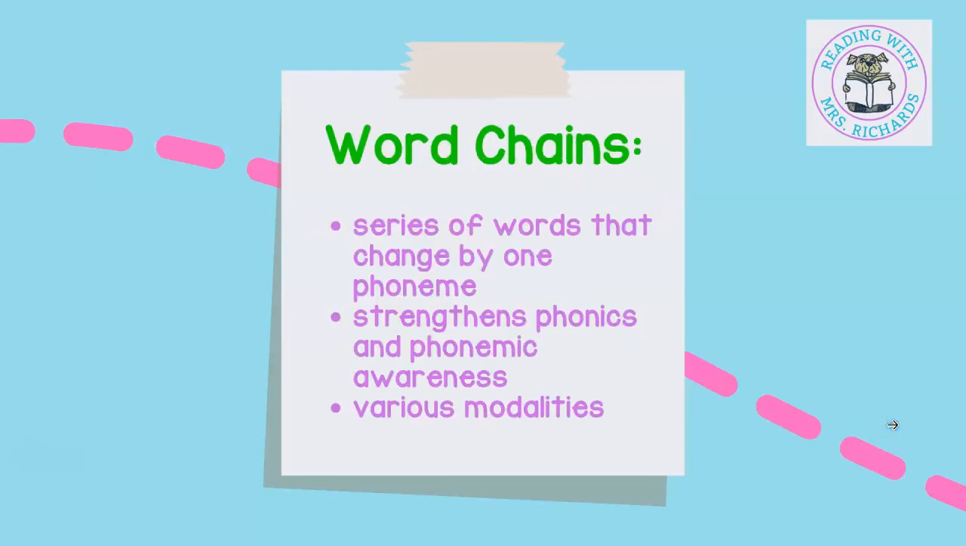So what are word chains? Word chains come in a list of words, usually about 8 to 10 words in that list. And within that list, each word is changing by one phoneme. So for example, my first list might have cat at the beginning. And then I'm changing the first letter to make hat as my next word. And then maybe I'm changing the last letter, the last phoneme, to make ham, for example, and so on.